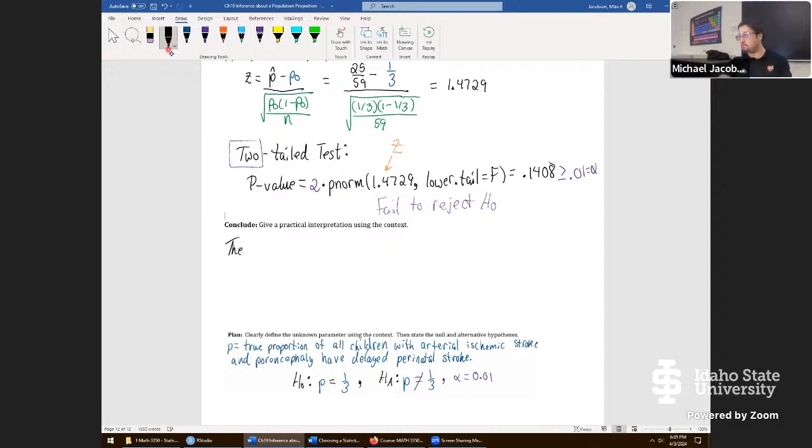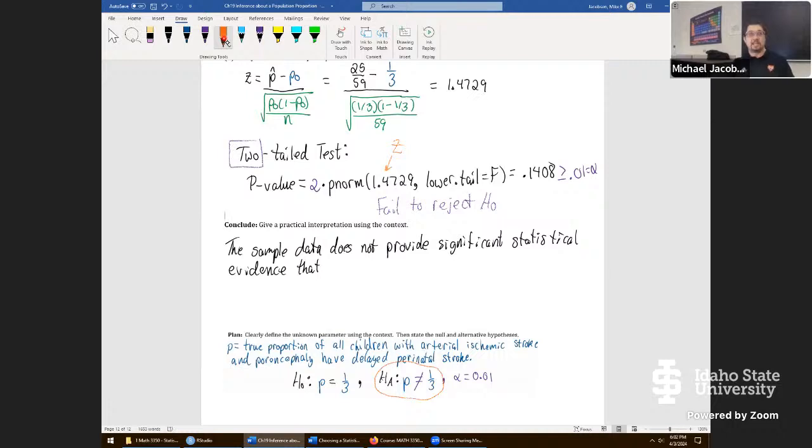The sample data does not provide significant statistical evidence that this is true right here. It's a heck of a statement we have to write out.